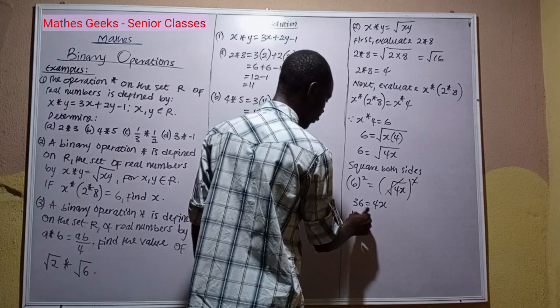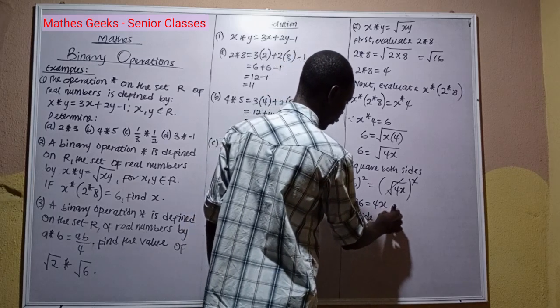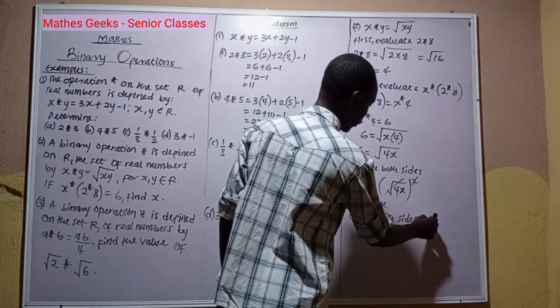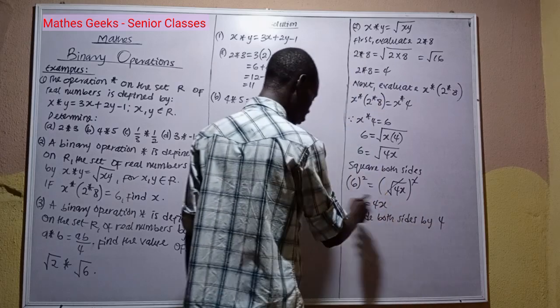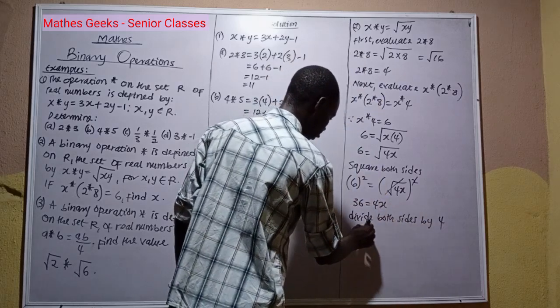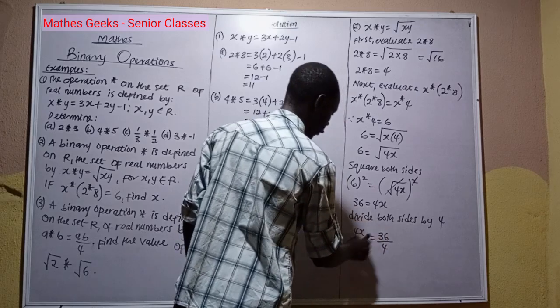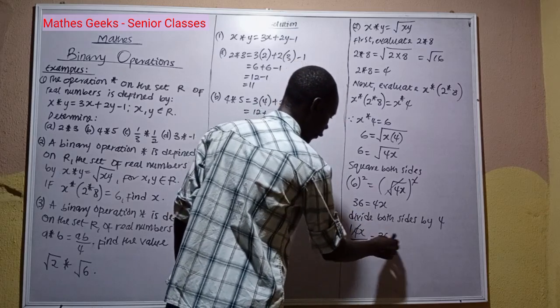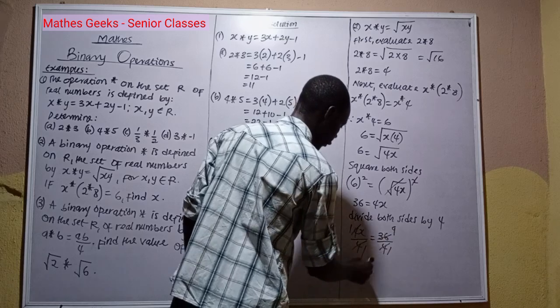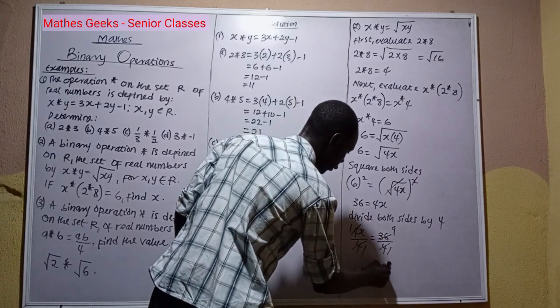Dividing both sides by 4, we have 4x over 4 equal to 36 over 4. So 4 divided by 4 is 1, and 36 divided by 4 is 9. Therefore, x is equal to 9.